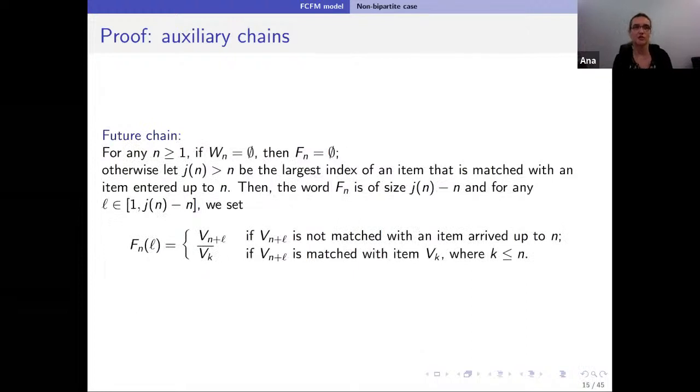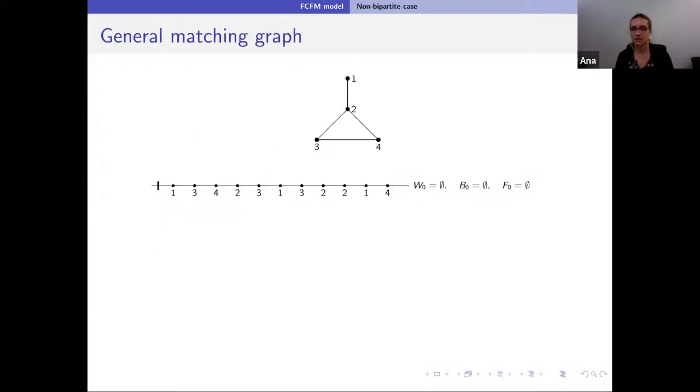Then similarly, we are going to define a future chain by keeping information about what happened after time n. So we are going to track the largest index of an item that arrived after time n, and that got matched with an item that arrived into the system before time n. If an item was not matched with something that arrived before n, we keep the value as it is. And if it was matched before n, then we take the shadow of the match as before. Okay, let us see that on an example.